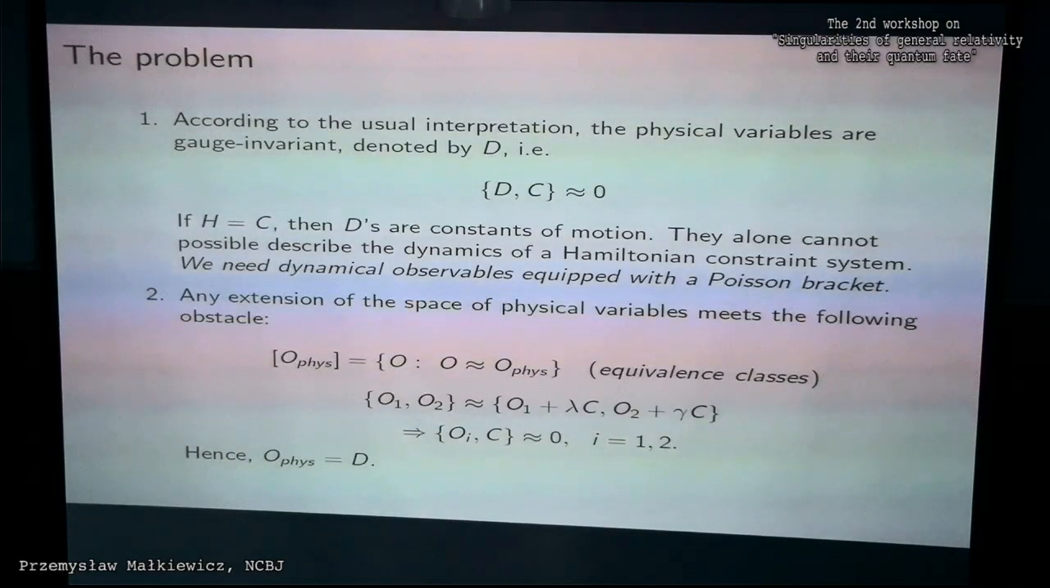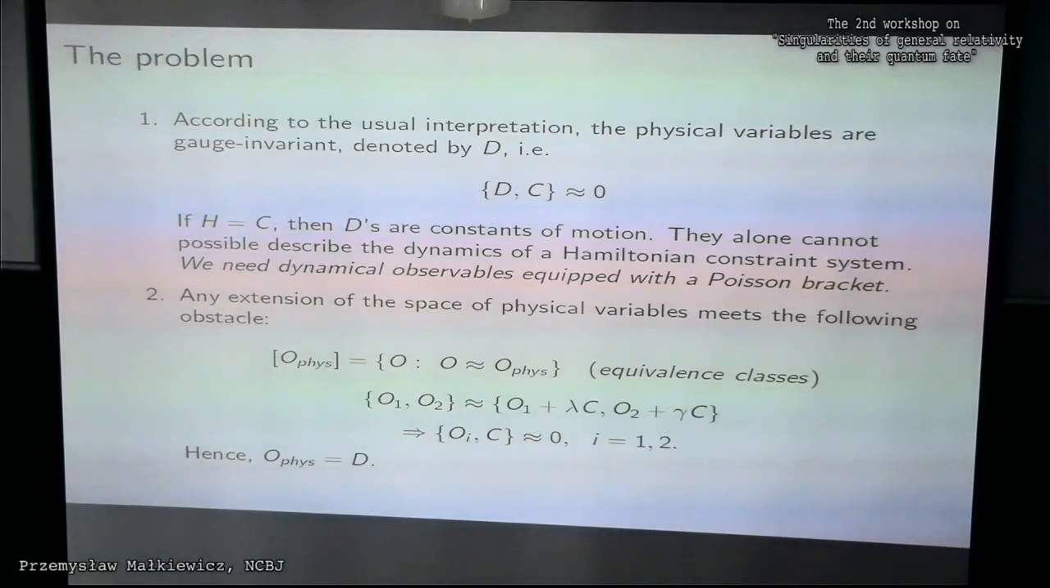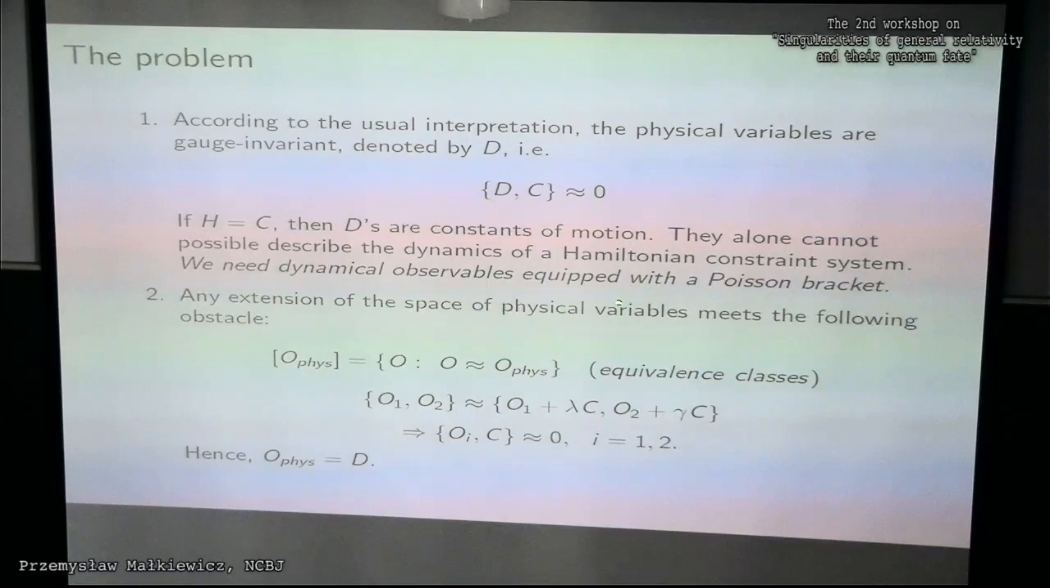So we need to include some dynamical observables, and we need to equip them with some Poisson structure if we want to quantize them canonically. But here's the problem. Any extension of the space of physical observables, so you want to add dynamical variables to these constants of motion, means the following obstacle. So what is a physical observable? You can say any function on the constraint surface.